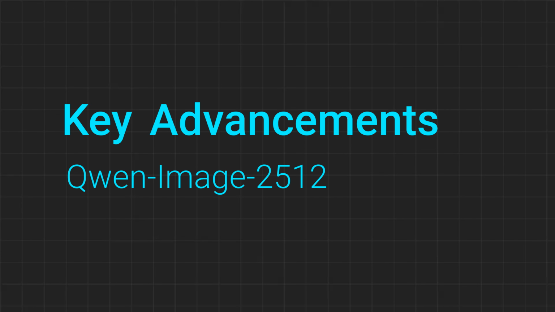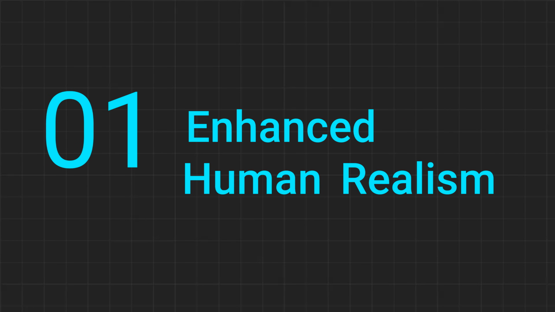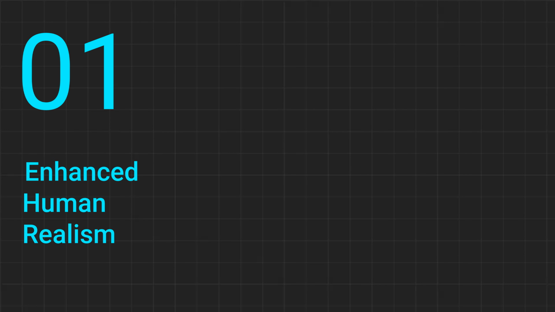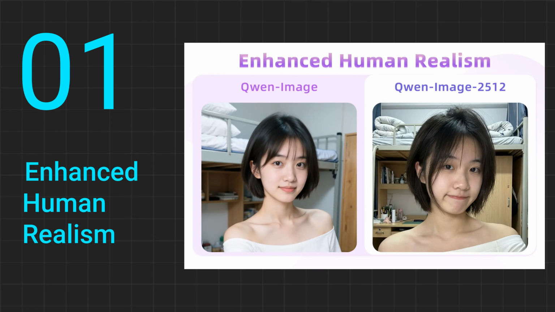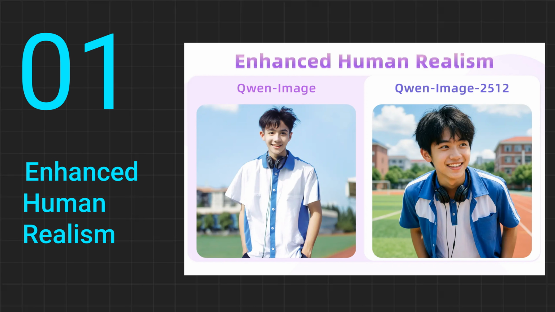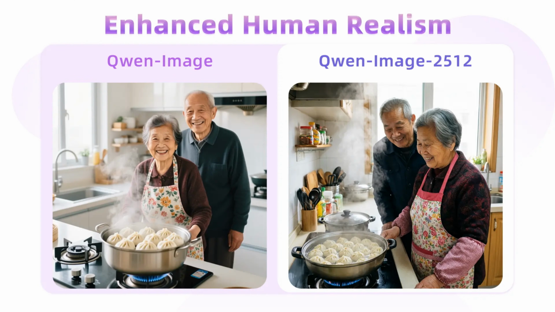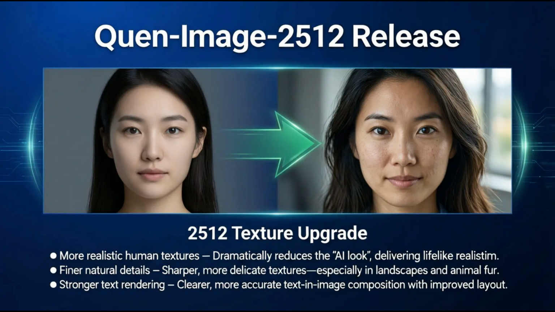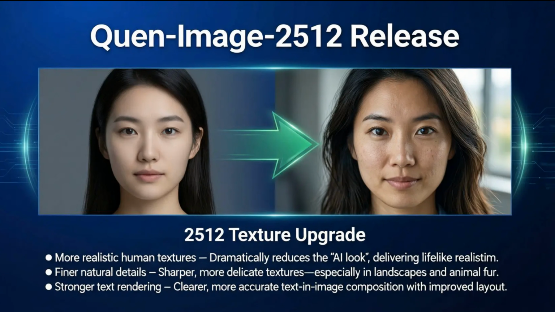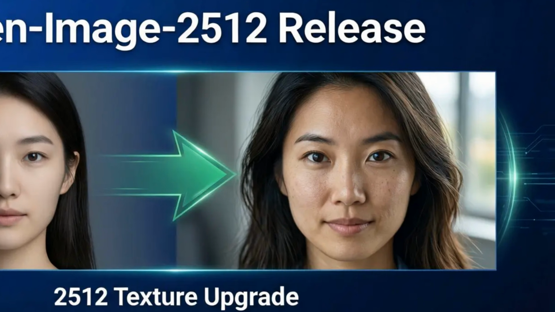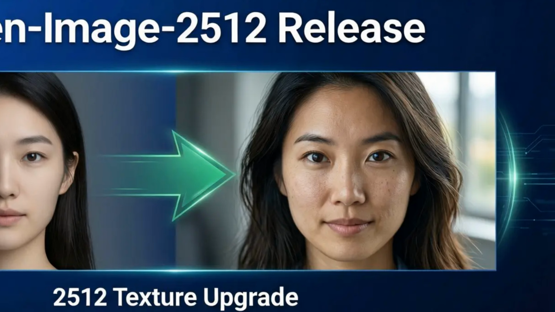Now, let's talk about the key advancements in this model, because this is not simply an incremental update. First, enhanced human realism. If you've worked with AI image generators, you know the telltale signs: waxy skin, eyes that don't quite look right, faces that feel artificial. Qwen Image 2512 dramatically reduces these artifacts. We're talking lifelike facial features, realistic skin textures, and accurate age representation. The images genuinely pass the eye test.